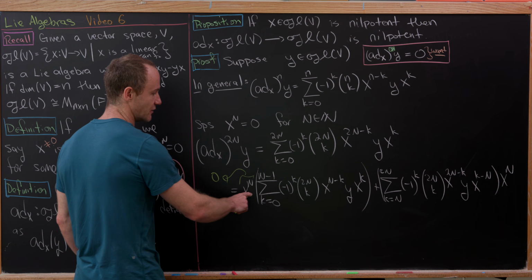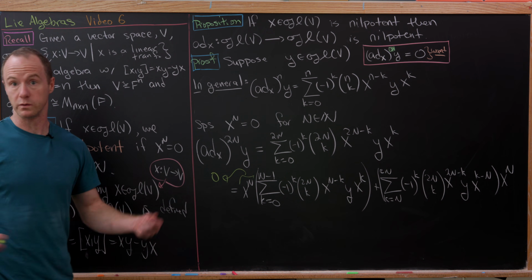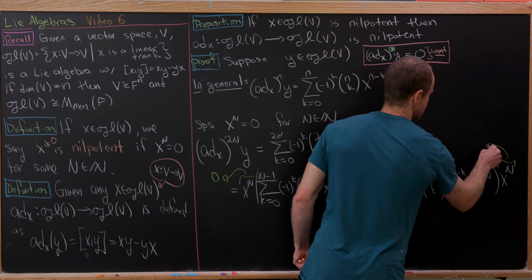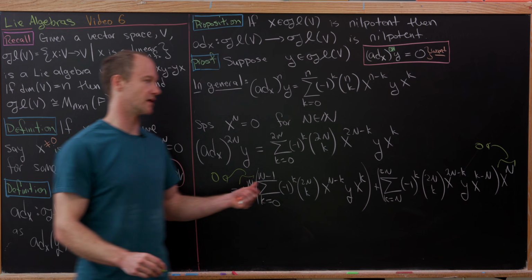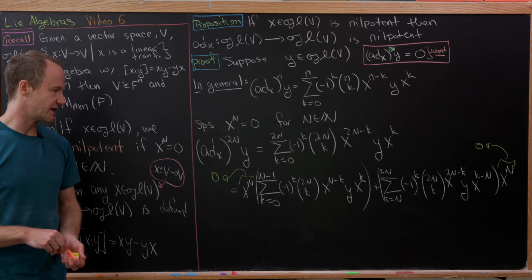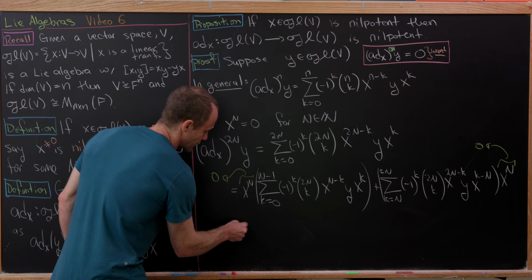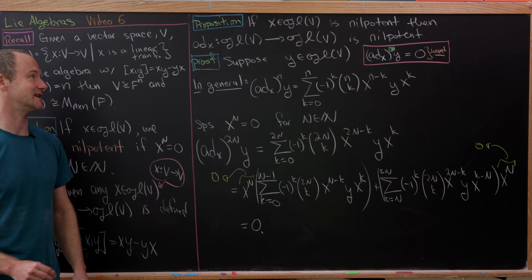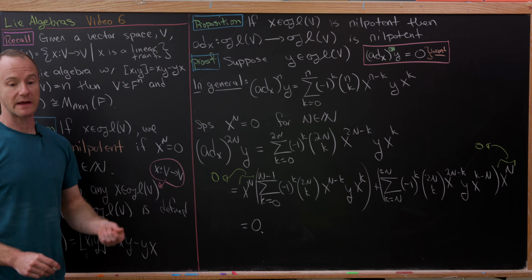So if we apply the zero map to this thing right here, we'll get the zero map. And then this power of x^n is also the zero map. So if we were to apply that to a vector, we would get 0. So in the end, 0 plus 0 is 0, and that does it. We have shown that ad x is nilpotent. Okay, now let's move on.